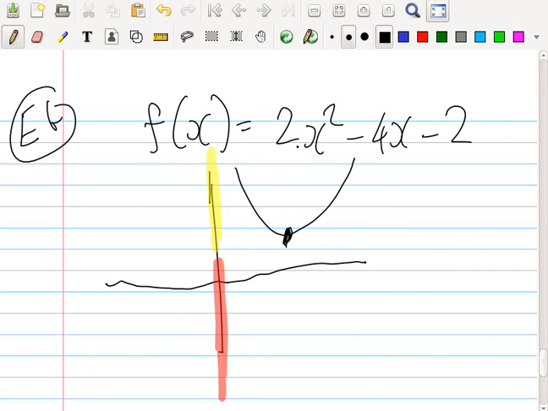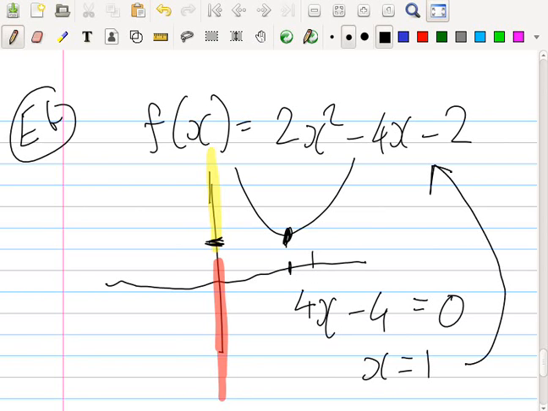Yes, differentiate and? Not the second derivative yet. Differentiate and? Yeah, so what's the derivative here? 4x minus 4 equals 0. So x equals 1. So x here is 1. But I don't want x, what do I want? Y. So if I put 1 in here, I'll get 2, minus 4.